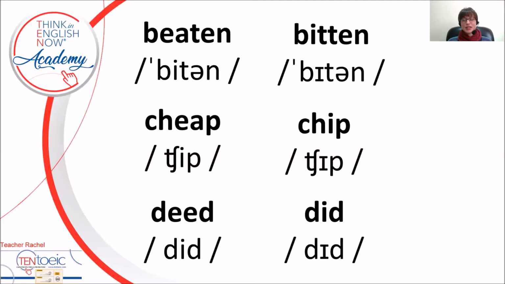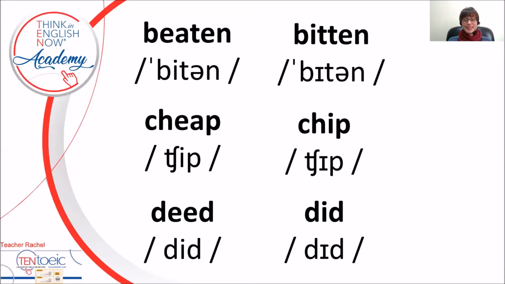Chip. Chip is something that we eat, like a potato chip. It comes in a bag and it's salty. Also, a chip is something very tiny that we put in our cell phone or our computer, and it contains information. Chip.